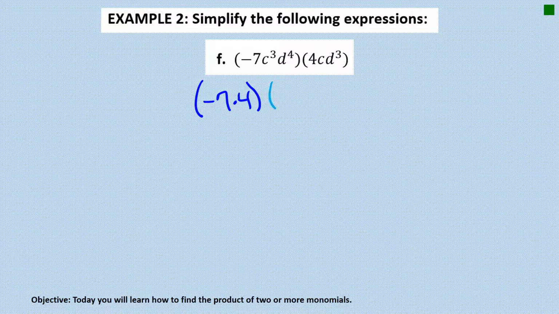The next door neighbors are the C people. So they have C to the third and C to the, ooh, don't forget that 1. Make sure he brings home his 1. Then the house across the street is the D people. So the D to the fourth and the D to the third goes to their own houses.